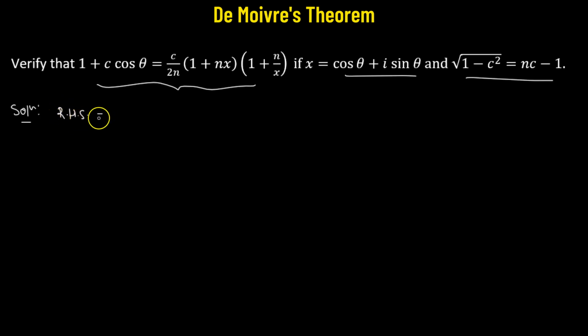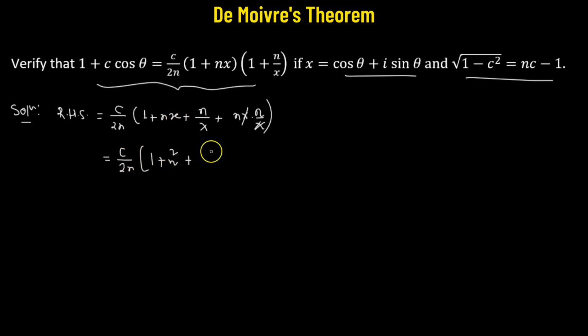So here we have c over 2n multiplied by 1 plus nx multiplied by 1 plus n over x. If we distribute them, that is multiply both of them, then we should get 1 plus nx plus n over x plus n times x multiplied by n over x. So here x and x get factored out and this gives us n squared. That will leave us with c over 2n, 1 plus n squared, plus here we can take n as the common factor. So we'll have n multiplied by x plus 1 over x.